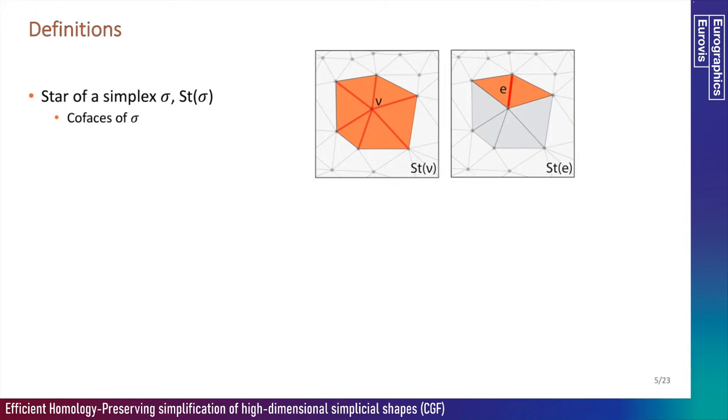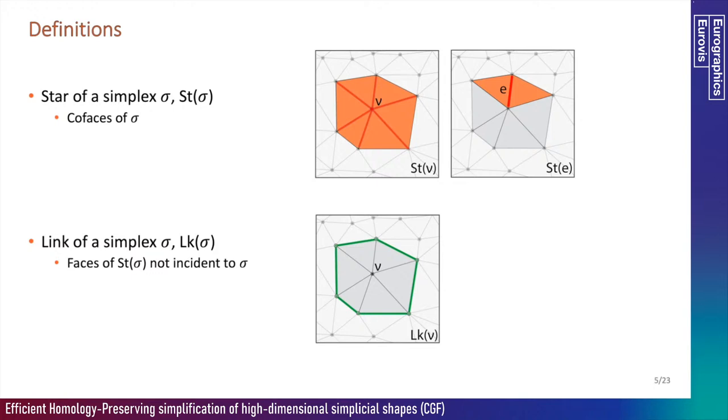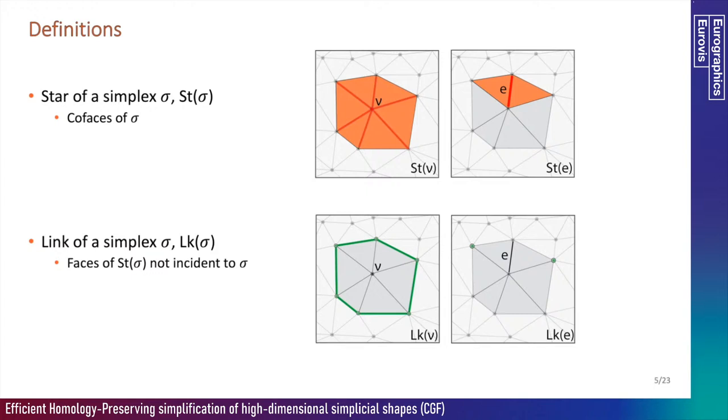The second relation which is crucial is the link of a simplex. This is formed by the set of simplices which are on the boundary of the star of the simplex itself. So let's look at the vertex here. Consider the star of the vertex that we have talked about just a second ago, and now consider all the simplices that are on the boundary of some of the simplices in the star, but that are not incident in V. If we do that, we will obtain this one ring formed by vertices and edges in the neighborhood of the vertex V. And the same idea can be applied to the edge E.